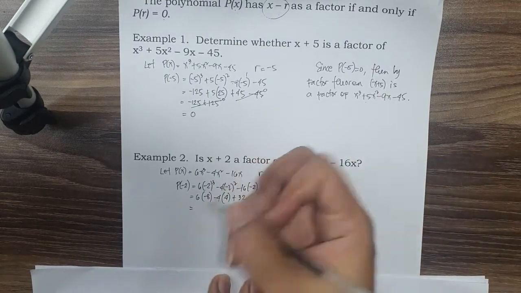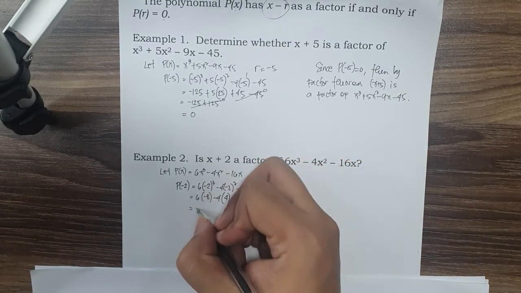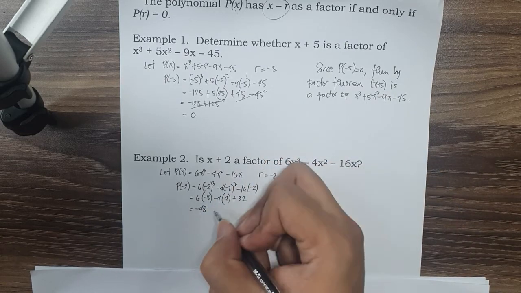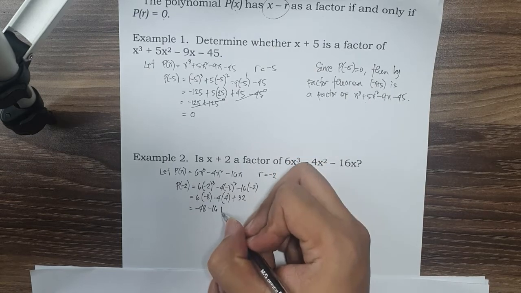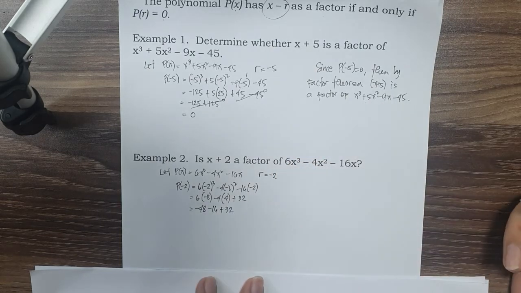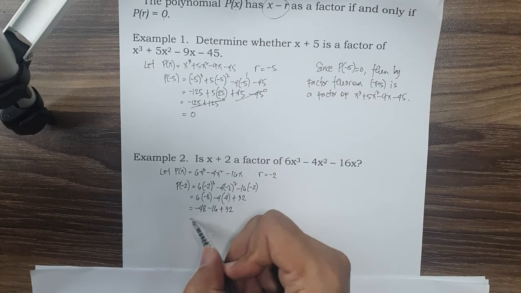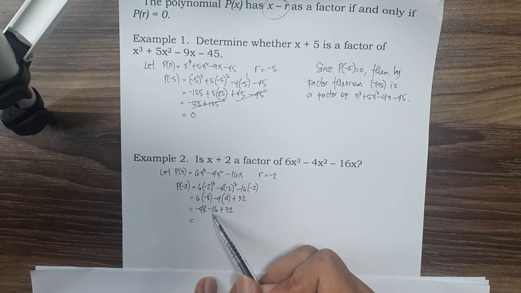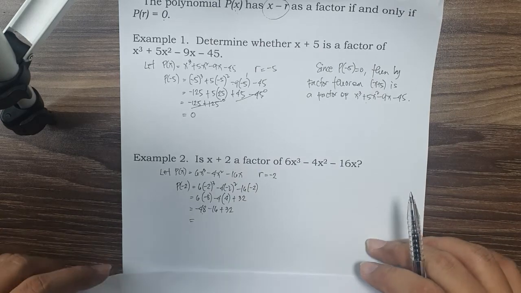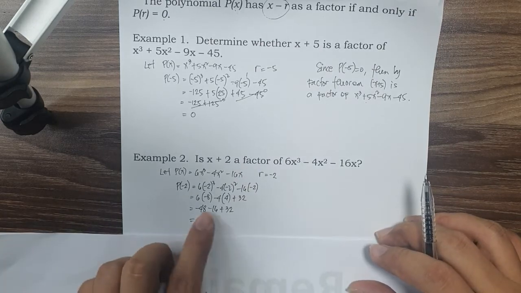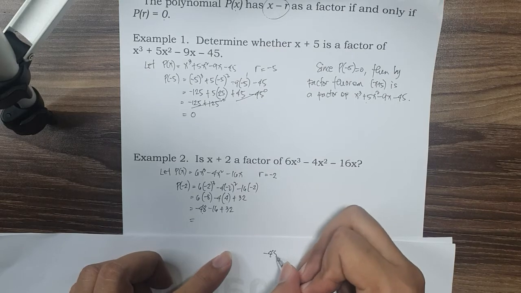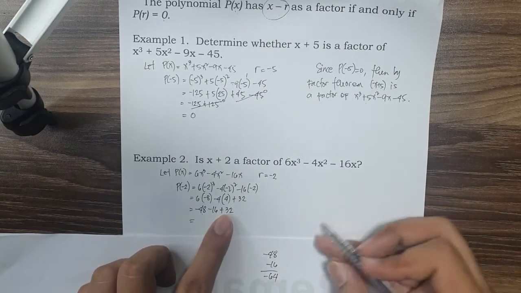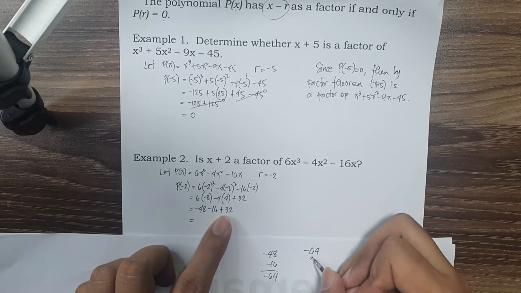Simplify. 6 times negative 8, negative 48. Negative 4 times positive 4, so negative 16. Plus 32. Ano nang gagawin natin? Negative 48 minus 16. So, that is negative 64. Tama? Kasi parehas silang negative. So, negative 48 tsaka negative 16, negative 64. And then, negative 64 plus 32.